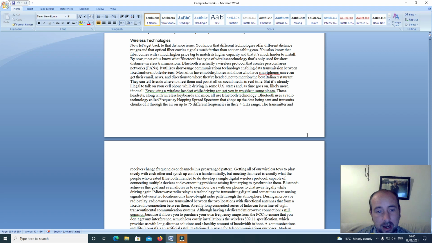As time goes on, likely more if not all. Even using a wireless headset while driving can get you in trouble in some places. Those headsets, along with wireless keyboards and mice, all use Bluetooth technology.